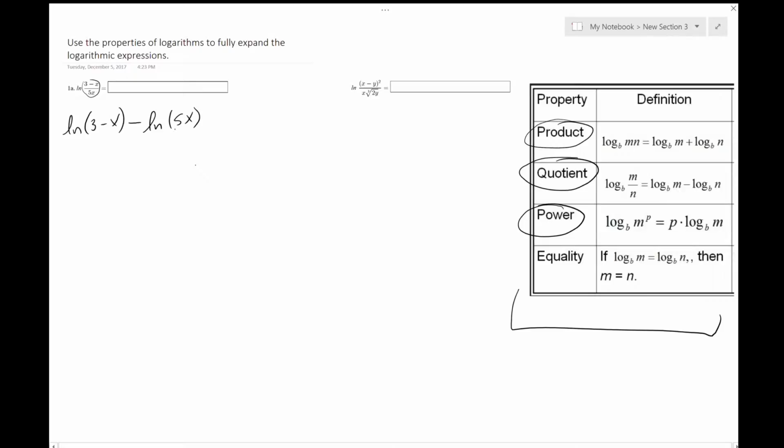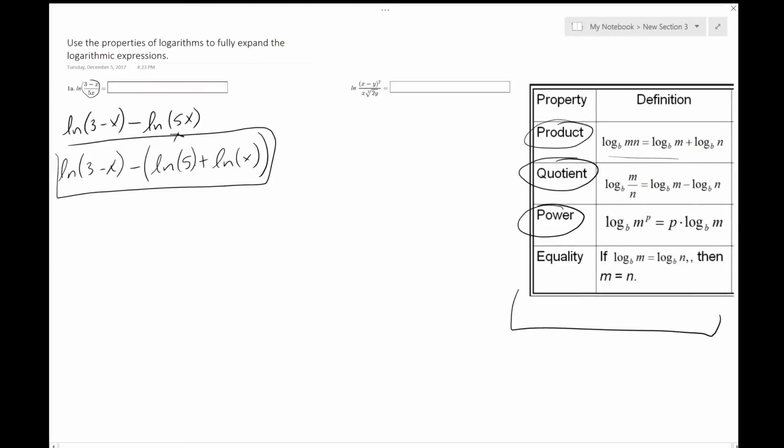And if you notice in here though, we have a product, so I can go over to the product rule and do the log base b of m times n is equal to the log base b of m plus the log base b of n. So knowing that, I can actually go to the problem again and expand this even more to do natural log of 3 minus x minus the natural log of 5 plus the natural log of x. And that is my final answer, fully expanded.